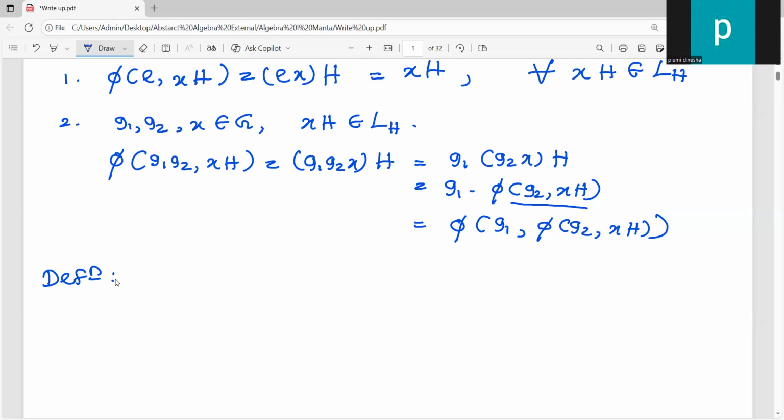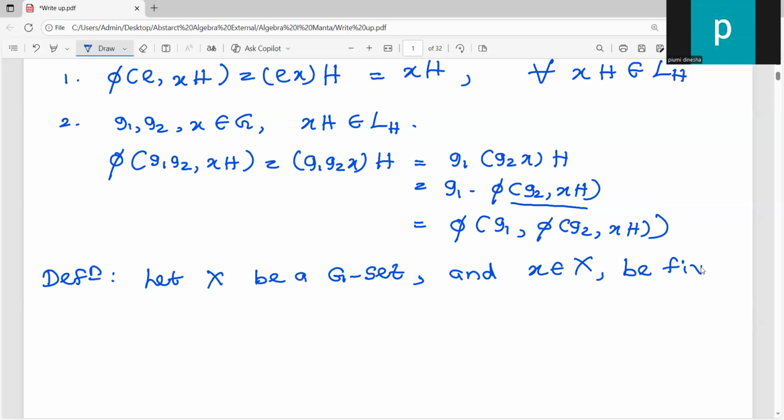Let's take X to be... now we are going to define the stabilizer of any element that you take from a set X, which is a G set. In other words, G is a group acting on X. And let an element x taken from this set be fixed. So for a fixed element, we are defining this set.